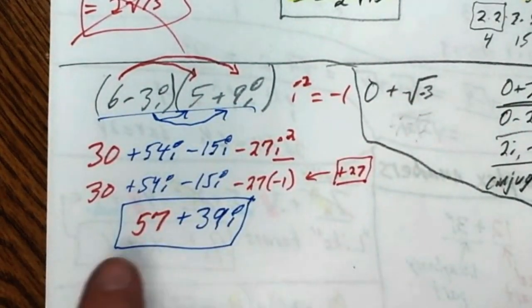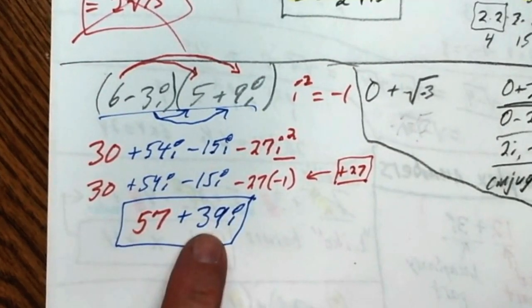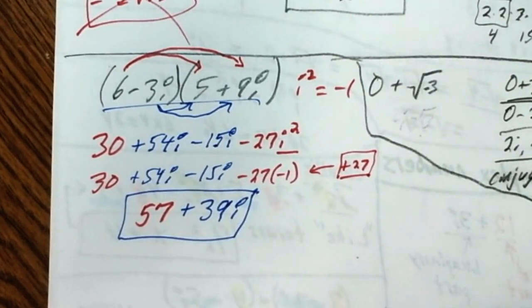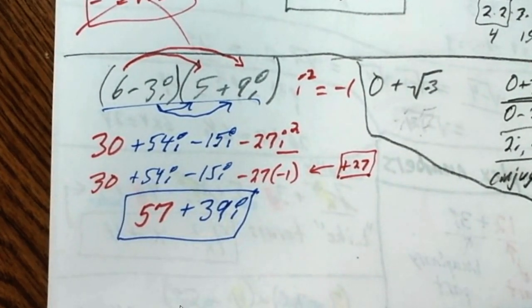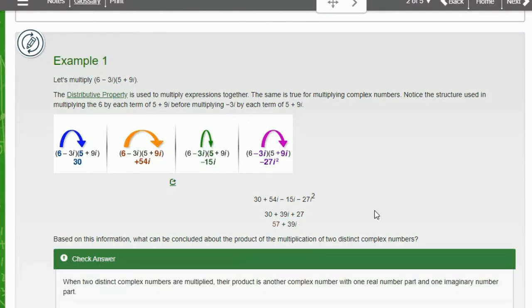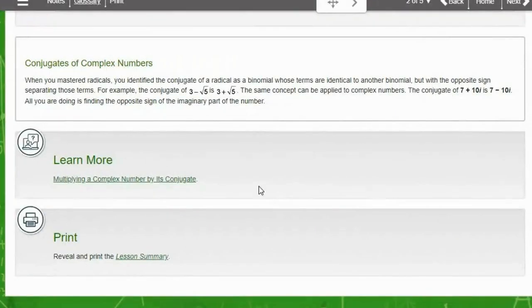The answer has a real part and an imaginary part. Multiplying together, we just distribute and then simplify. Don't make that overly difficult. It is that simple. You just got to keep your eyes straight. So 57 plus 39i. They get the same thing. If you want to watch them do the steps. Conjugates. If you multiply something times its conjugate, you get rid of the imaginary number. Right here, multiplying the complex number times its conjugate.